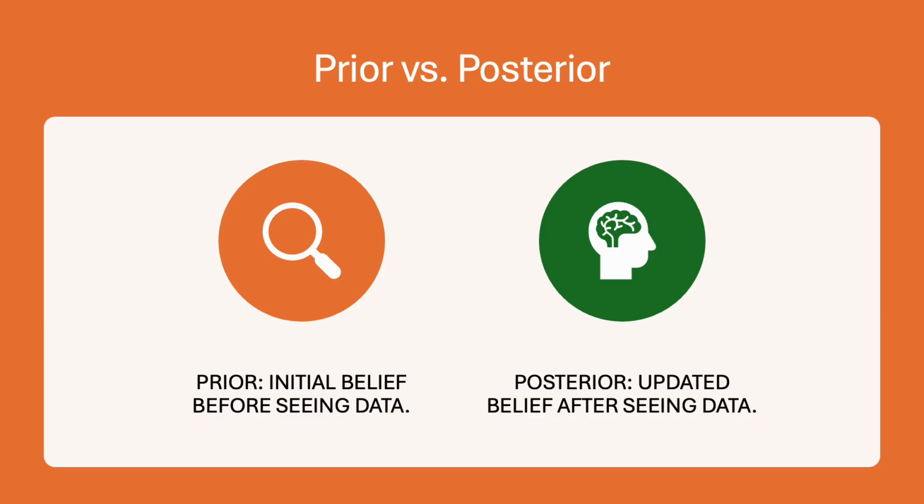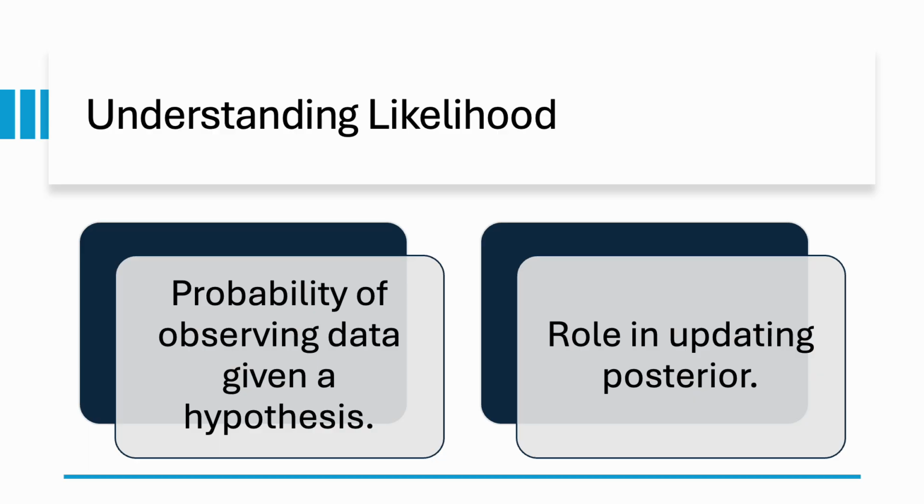Prior versus posterior, as we have discussed in quite some depth: the prior is the initial belief before seeing the data. The posterior is the updated belief after seeing the data. Understanding likelihood: the probability of observing data given a hypothesis, as we discussed earlier. Role in updating the posterior: how we figured out 475 out of 975, which was the 49% calculation that helped Oscar prioritize maintenance efforts, as we discussed.